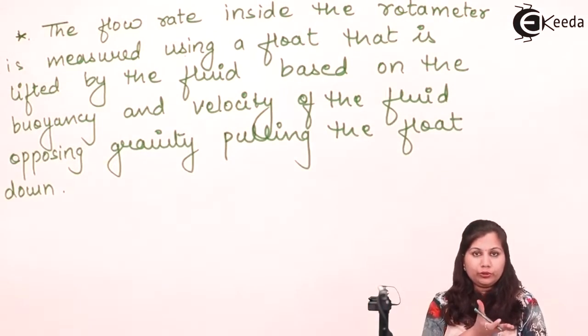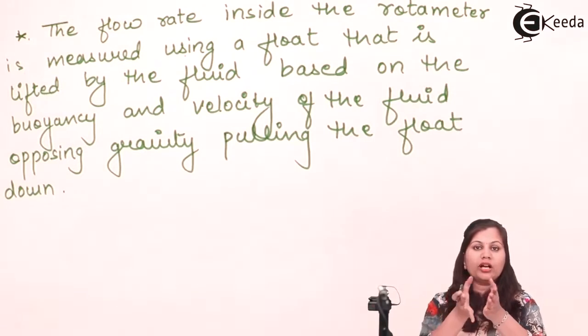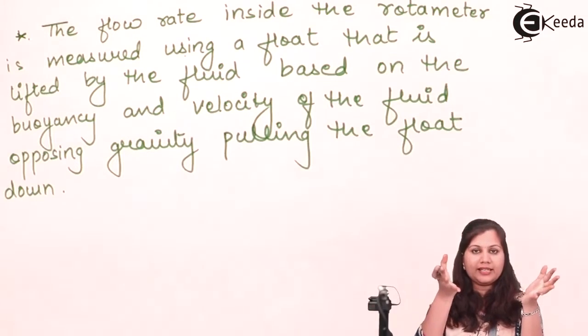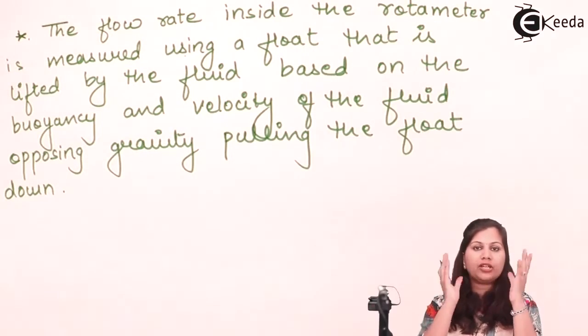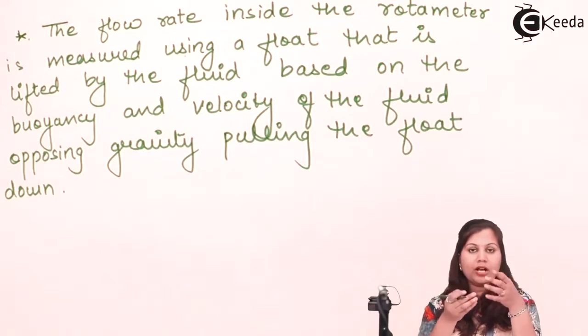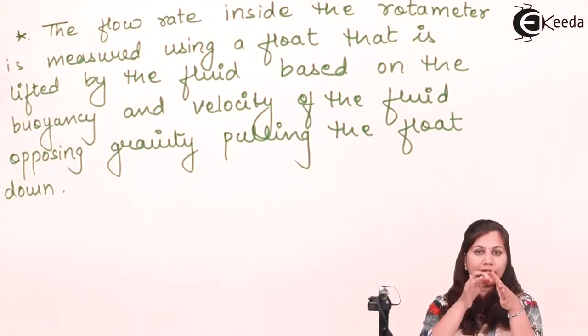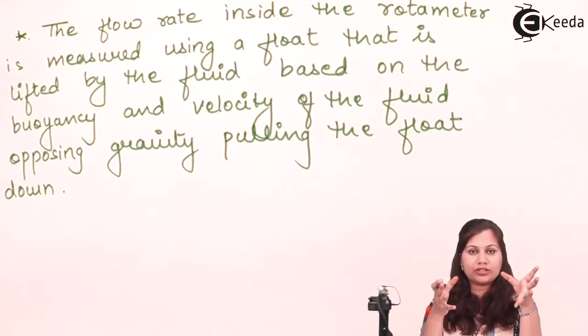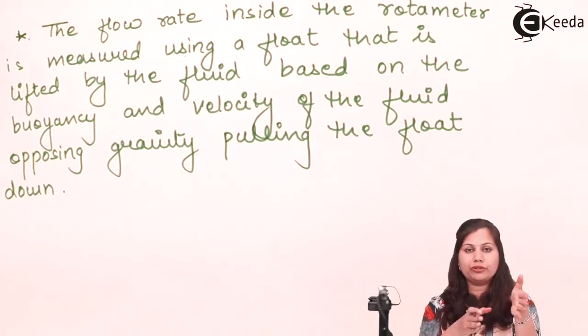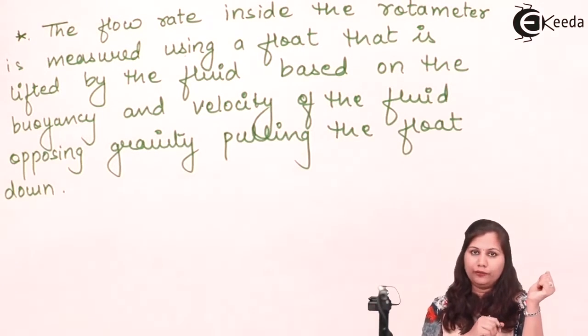Due to the flow of the fluid, the float starts rising up, and due to the rising of the float, the change in the cross-sectional area is occurring. So the rate of flow is proportional to the change in the cross-sectional area. In this way, in rotameters, due to the rising up or falling of the float, the change in the cross-sectional area is occurring, and that change in cross-sectional area is proportional to the flow rate of the fluid.